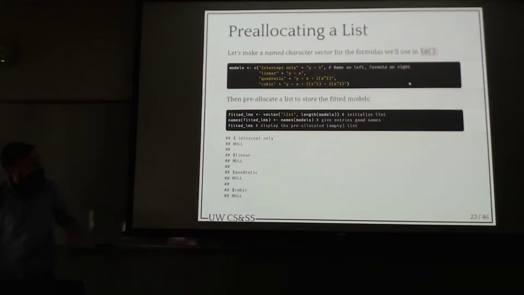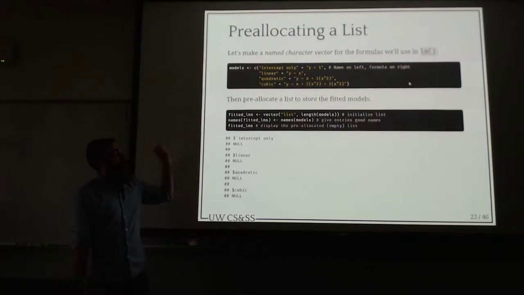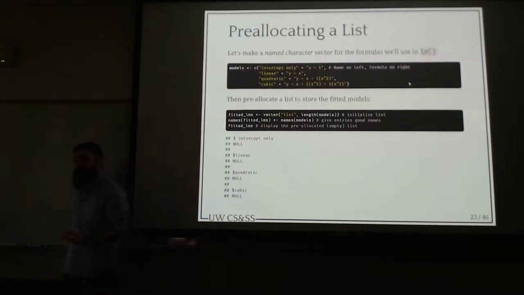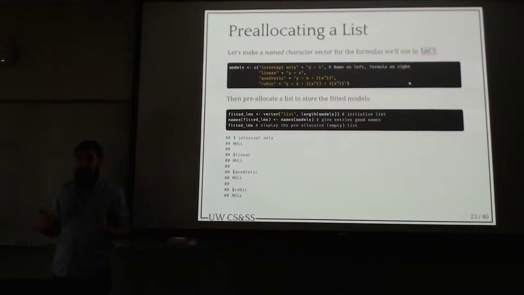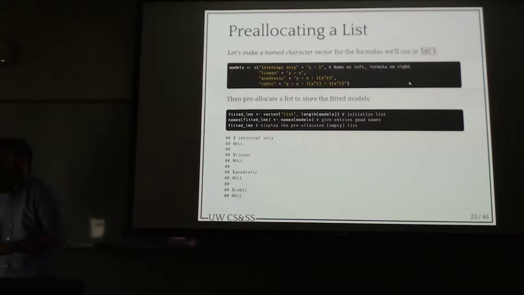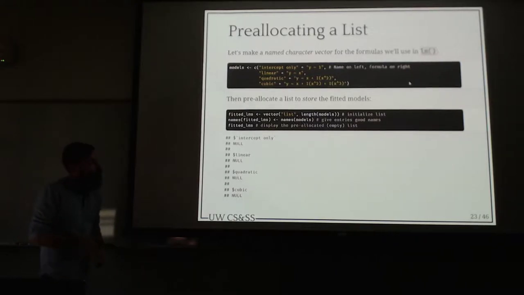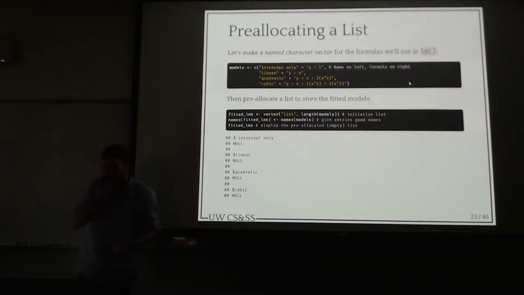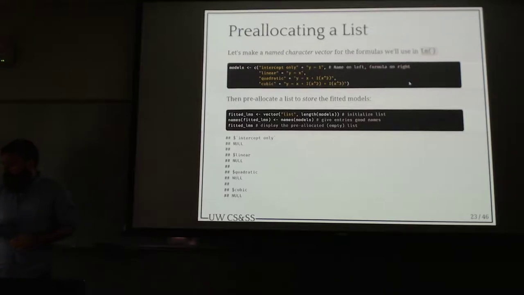Next thing we're going to do is preallocate some list to store the fitted models. It has to be a list because regression outputs are list objects. Yes? Sorry, what's lm again? Linear model. Yeah, lm by default fits an ordinary least squares linear regression, which is very, very fast, which is what's nice about it.